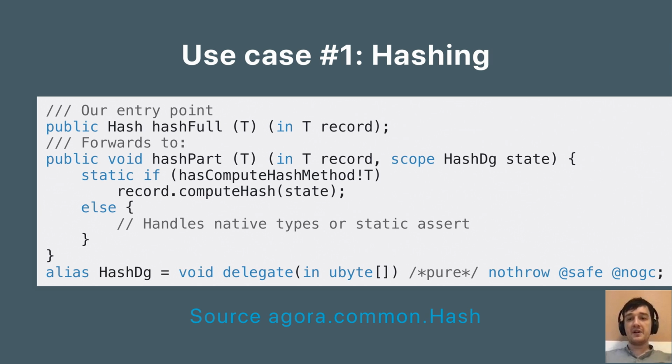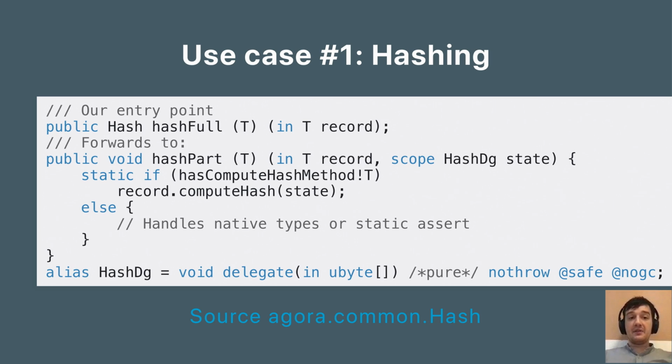So let's start with hashing. Such a delegate-driven approach usually has three components, in our case at least. First, we have a method called something full, in this case hash full. It's the user-friendly entry point, taking a record as a parameter and returning the result, while something part, hash part in this example, takes a record and a delegate. The part function actually contains the implementation, and hash full just provides a useful default delegate.